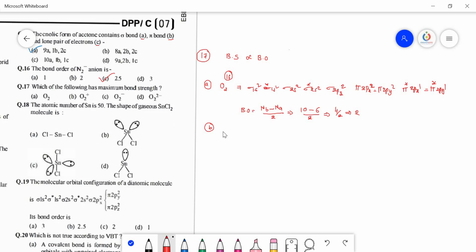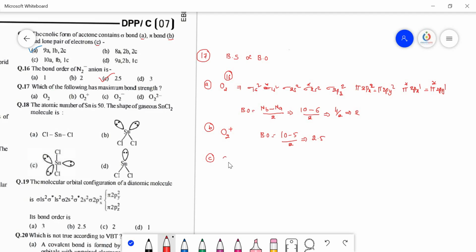Now let us see B, that is O2 plus. O2 plus means O2 lost one electron. When you remove this electron, you have to remove one of the anti-bonding electrons. So the bond order becomes 10 minus 5 by 2, that equals 2.5.